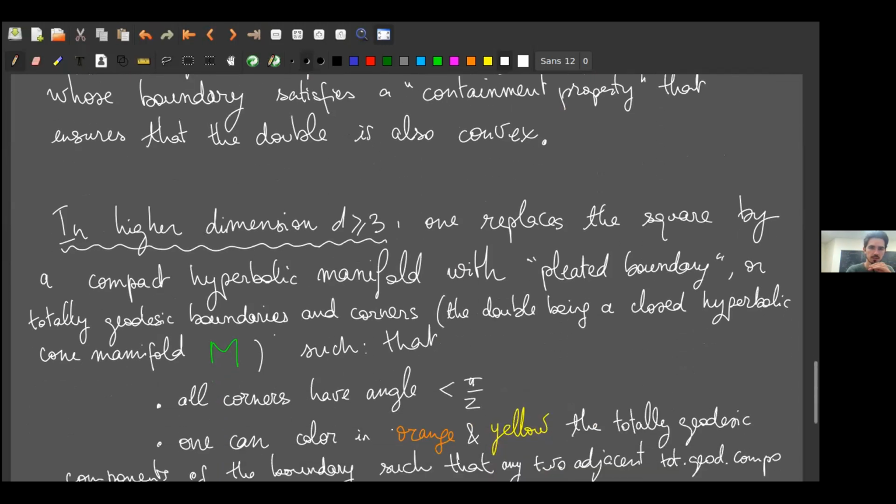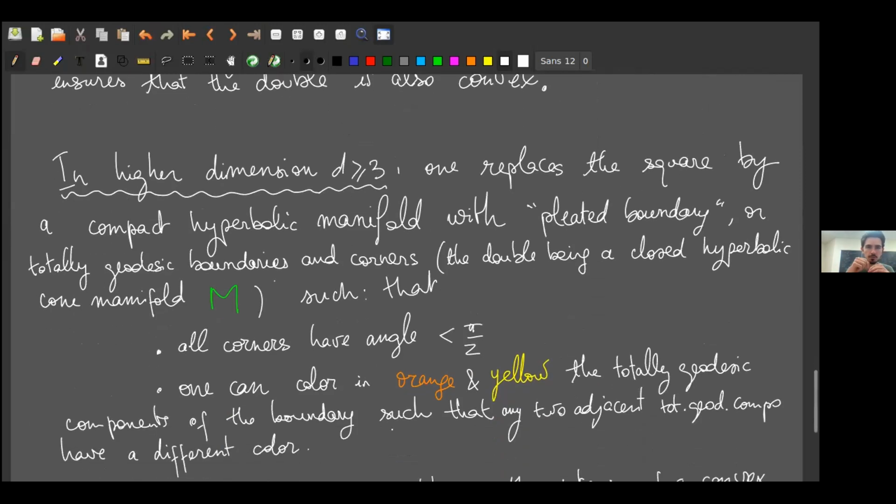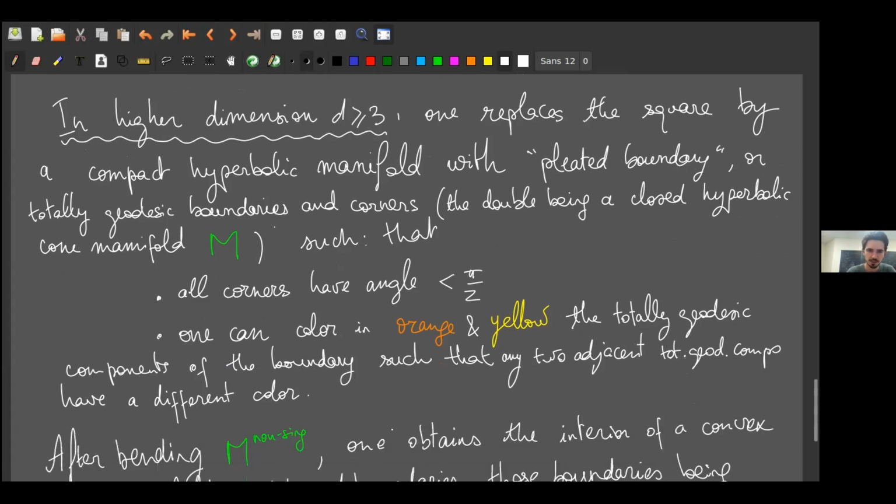So let us consider such an object, and let us assume further that all corners have angle strictly less than pi over 2, it's important. And the other assumption we need is that you can give colors to each totally geodesic component such that any two totally geodesic components that meet at a corner have different color. The fact that such a manifold exists is not obvious at all. So we give a construction based on common ideas in the topic of arithmetic hyperbolic manifolds, for example ideas from Gromov and someone else whose name I forgot right now.